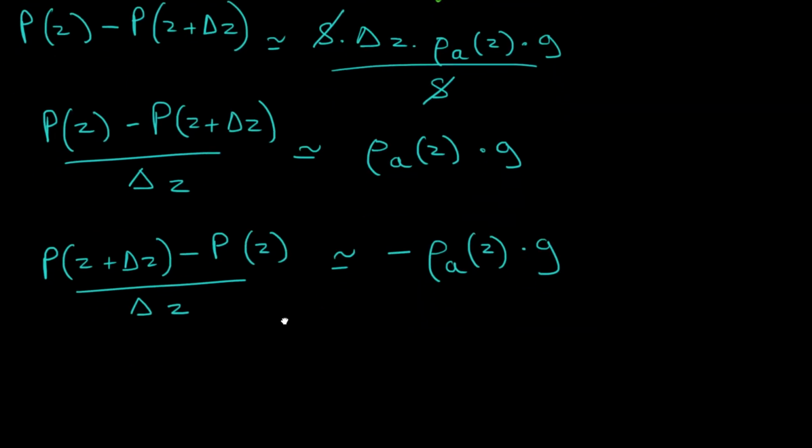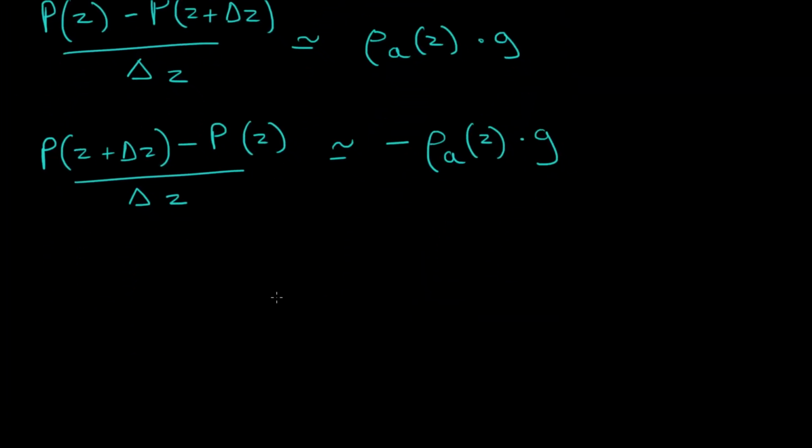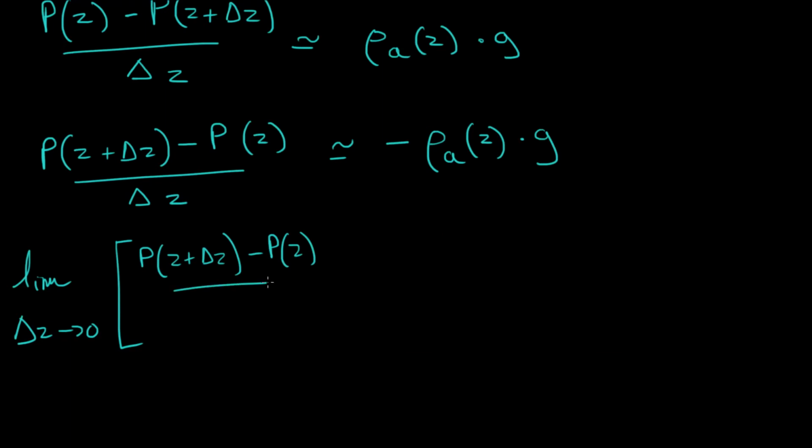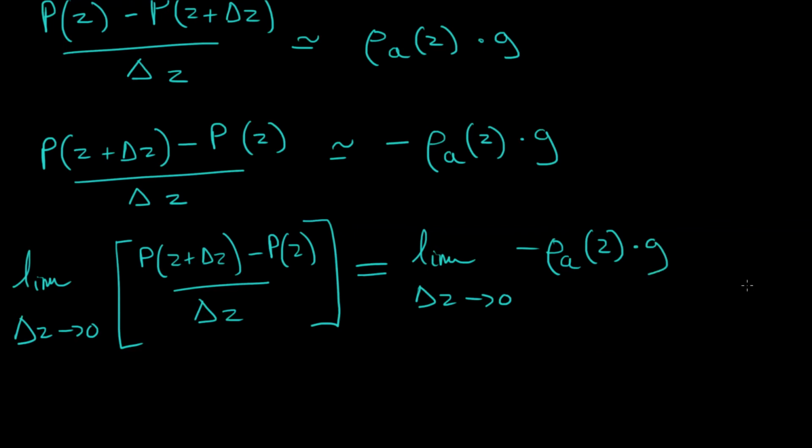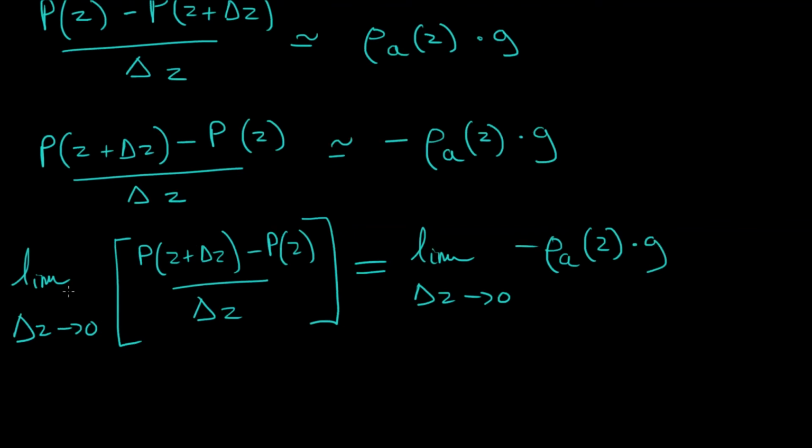So let's just take the limit as delta Z goes to 0 of both sides of this equality. We will get that the limit as delta Z goes to 0 of the pressure at Z plus delta Z minus the pressure at Z, divided by delta Z, will this time be equal. Now it is an equal sign because delta Z is going to 0. So it will be equal to the limit as delta Z goes to 0 of minus the air density at Z times g. But wait, there is something going on here. This is just the derivative of the function p of Z.